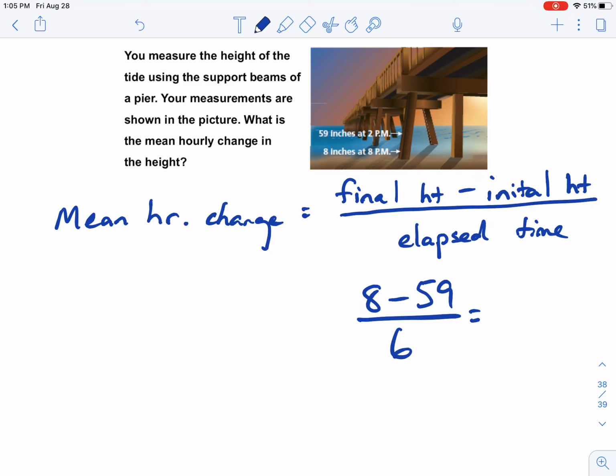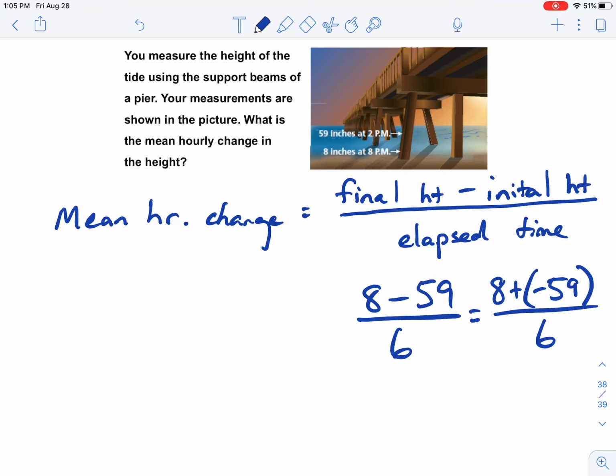So that I'm going to choose to rewrite because I don't like doing subtraction. I don't want to do 8 minus 59, so I'm going to rewrite it to be addition. 8 plus the opposite of 59, which is negative 59. And again, I'm going to keep that all over 6.